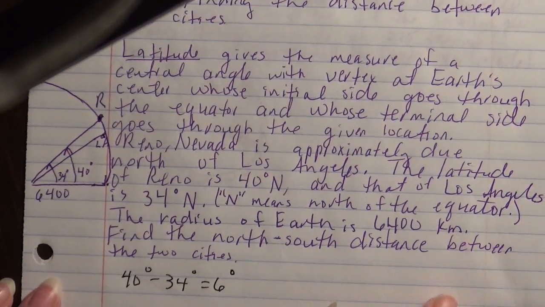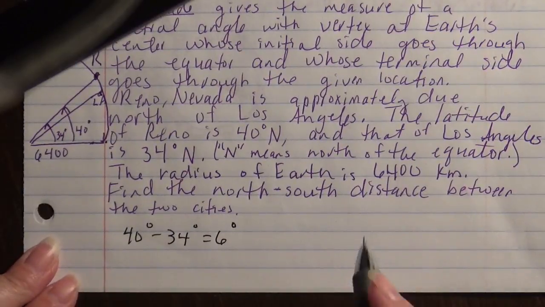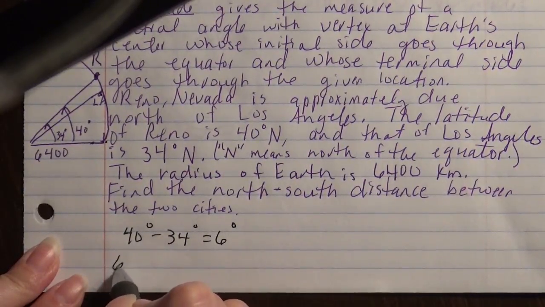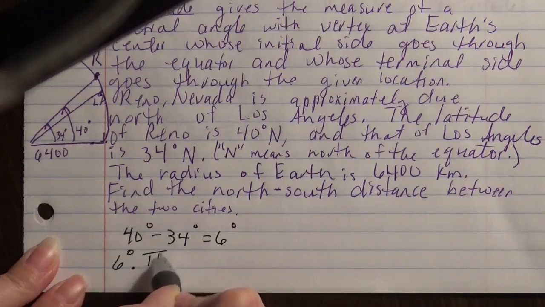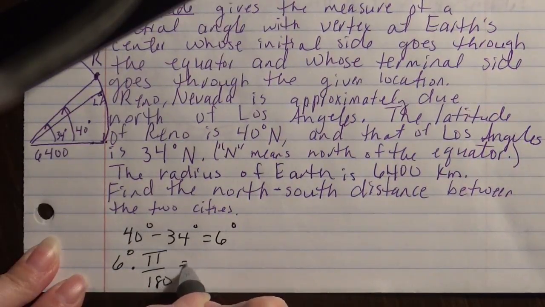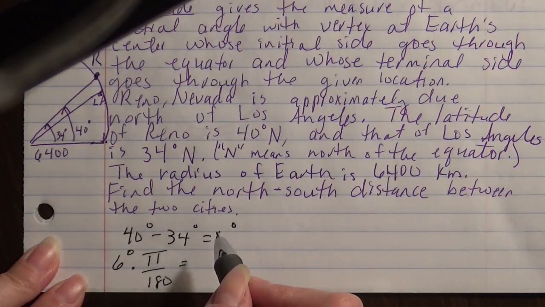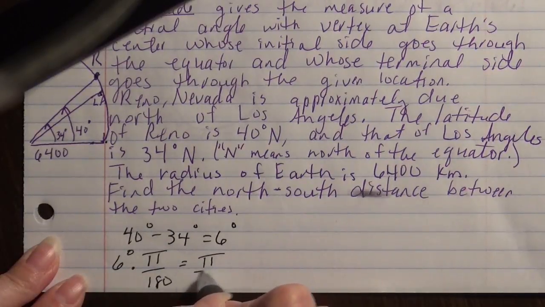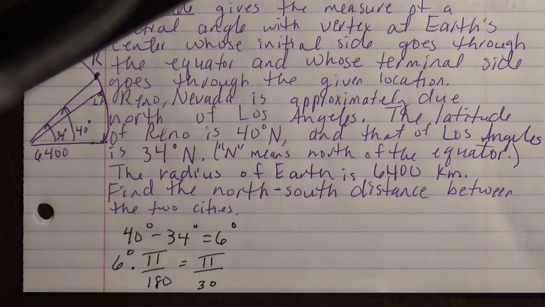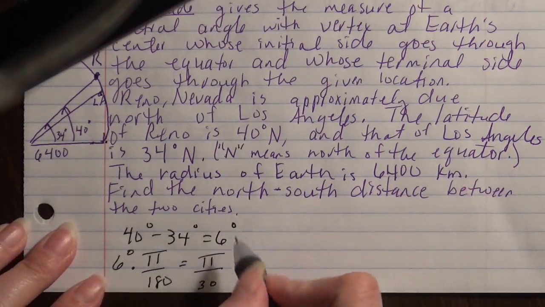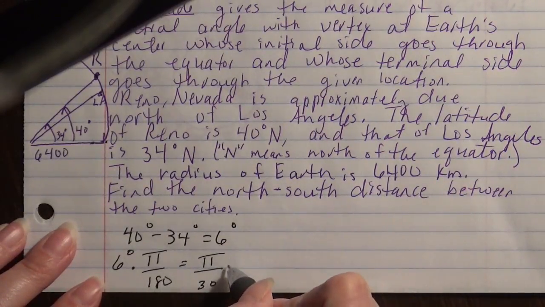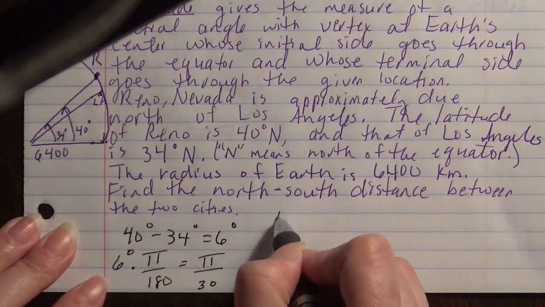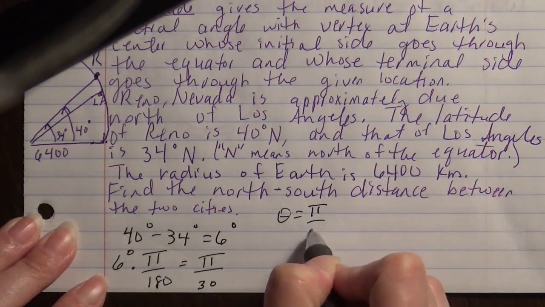Of course we have to convert our degrees into radians. So 6 degrees times pi over 180 gives us a difference of pi over 30 radians. So pi over 30 radians is our theta. So theta equals pi over 30.